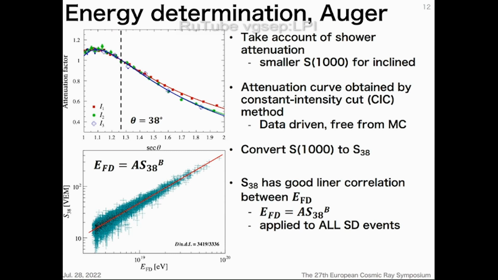This S38 has a good linear correlation with the FD energies. This plot is obtained using the hybrid events, but this relation is applied to all SD events, and then we obtain the SD energy for the OJ case.